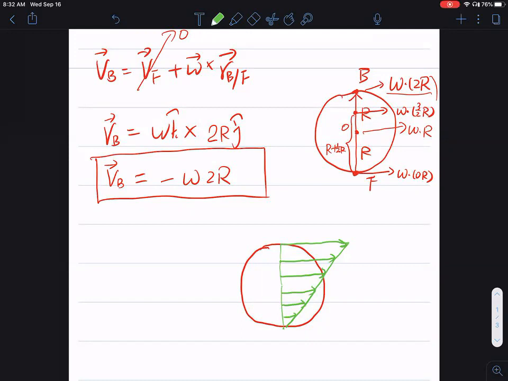So this is how the speed profile looks like. That's why if you're driving on the highway at 70 miles per hour, that's the speed from the center of your wheel. And the top of your wheel is traveling double the speed of the center of your wheel. The contact point of your wheel is traveling at 0 speed.